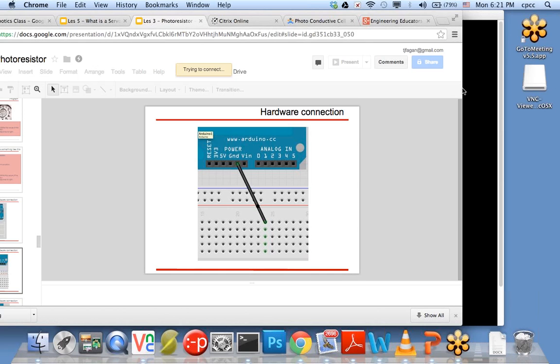So again, your hardware connection looks something like this. You put your Arduino next to your half breadboard. So again, get your Arduino next to your half breadboard, and from there, what we're going to do is you're going to connect a black wire or a wire from ground to a column of that. And let me see a raise of hands once this is complete.